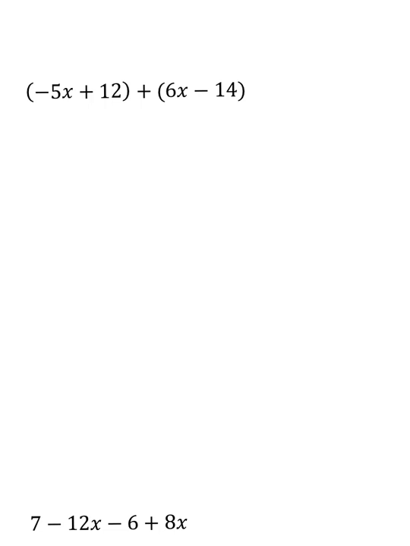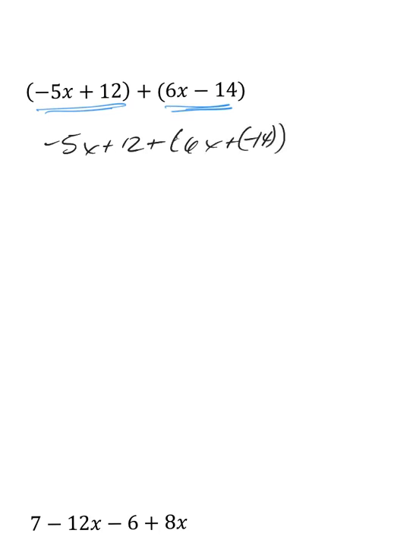The first term is already addition. When I look at this term, that's not addition. So I'm going to rewrite my first expression as negative 5x plus 12 plus, and I'm going to rewrite the second expression as 6x plus negative 14. Now I've written it out as addition.